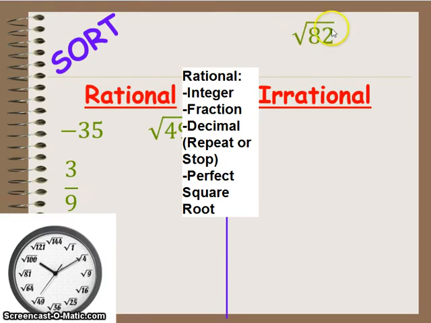What about the square root of 82? Since it's a square root, we want to think about it. Is it a perfect square root and rational, or is it a non-perfect square root and irrational? Does the square root of 82 fall on this clock? The answer is no. It falls between the square root of 81, which is 9, and the square root of 100, which is 10. That makes it a non-perfect square root and an irrational real number.